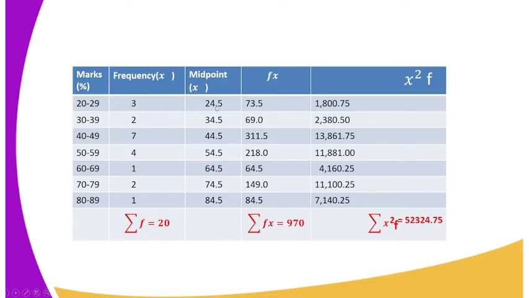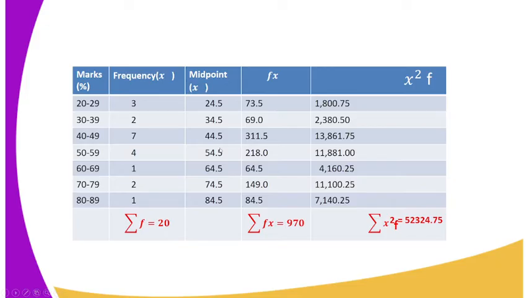Then fx: you take the frequency, which is 3, then you multiply by 24.5, which is the midpoint, and you get 73.5. Then you repeat the same with the remaining data and fill the entire fx column. What about the column of x squared f? You take the midpoint, square it, then multiply by the frequency, and you fill the entire column for the remaining data.